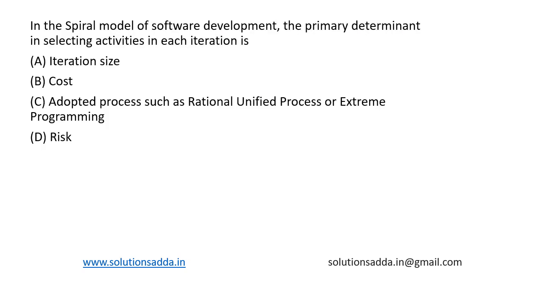This is a question from software engineering. In the spiral model of software development, the primary determinant in selecting activities in each iteration is iteration cost, adopted process such as rational unified process or extreme programming, risk. In spiral model of software development, the primary determinant in selecting activities in each iteration is risk handling. The spiral model is a risk-driven software development model. Based on the unique risk patterns of a given project, the spiral model guides a team to adopt elements of one or more process models such as increment, waterfall, or evolutionary prototyping. So the correct answer here is option D, risk.